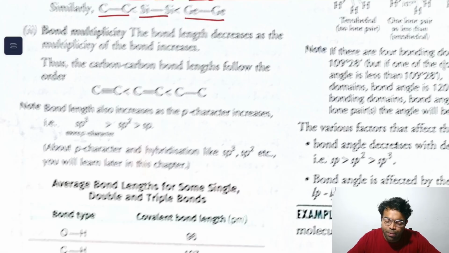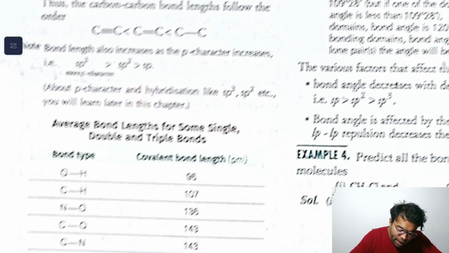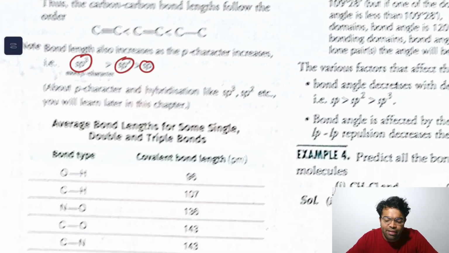So, for example, a triple bond will be the shortest between two similar atoms, compared to a double bond and then a single bond. A single bond will have the highest length. Now, the bond length also increases as the p character increases. This is something that you're going to learn pretty soon. What is sp, sp2 and sp3? These are known as hybridization.